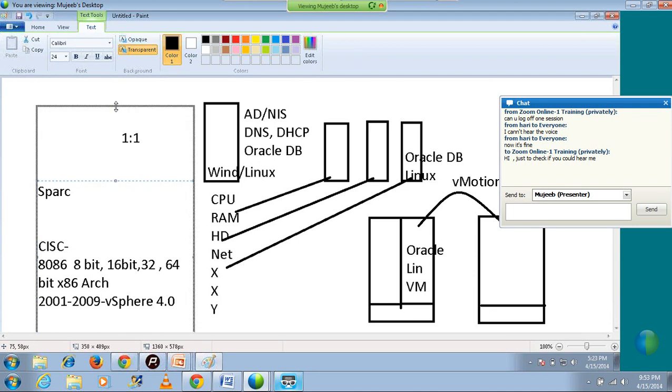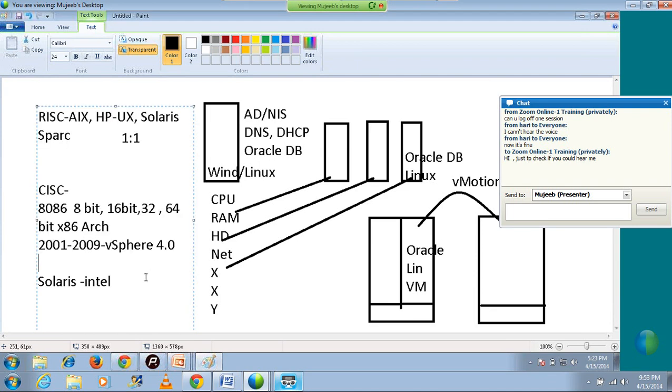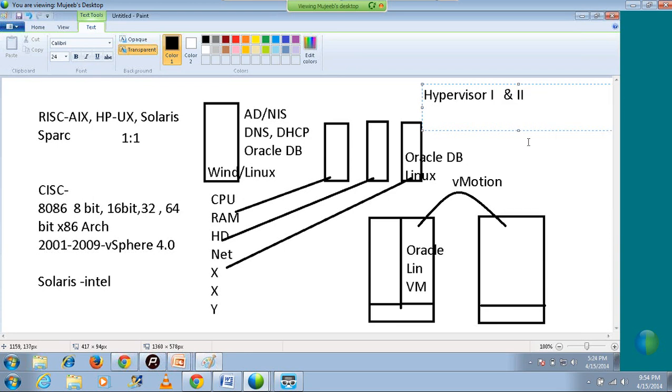Now, this was about the history of virtualization. However, the technology behind virtualization on machines is called hypervisors. Basically, on the x86 platform, there are two types of hypervisors: type 1 and type 2. Type 2 hypervisors are nothing but applications.